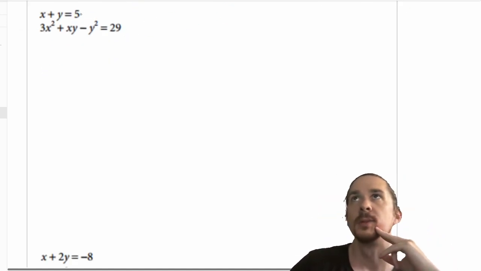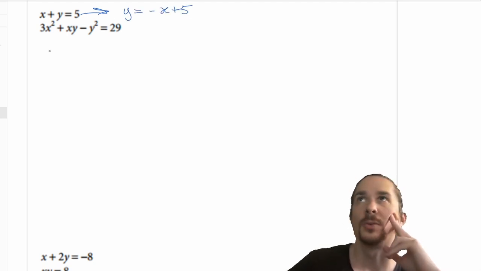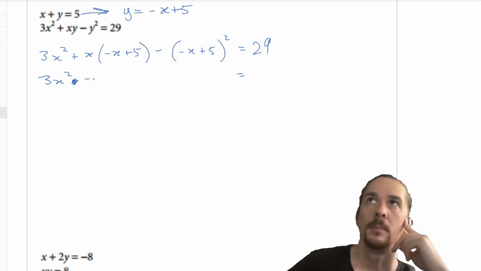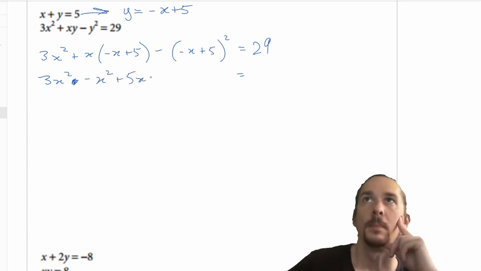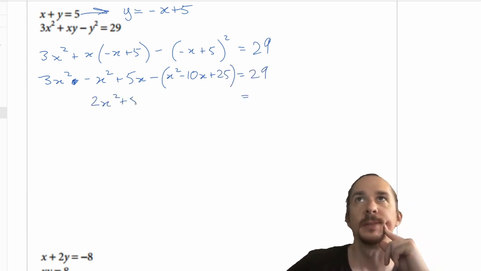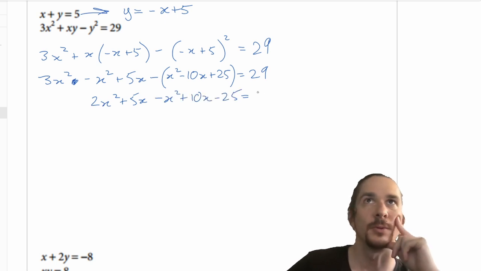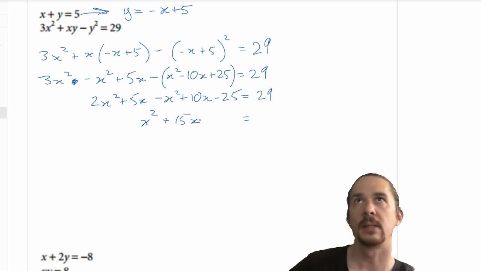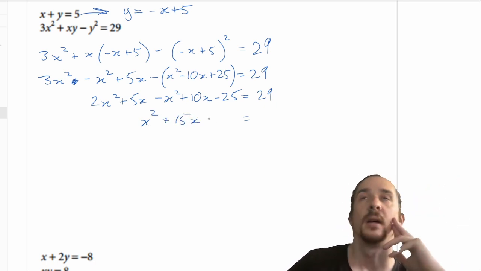Therefore, y equals negative x plus 5. So we have 3x squared plus x times (negative x plus 5) minus (negative x plus 5) squared equals 29. 3x squared minus x squared plus 5x minus x squared plus 10x minus 25 equals 29. We have x squared, thank goodness it's monic for a change, makes it easier, plus 15x, negative 25 minus 29 is minus 54.